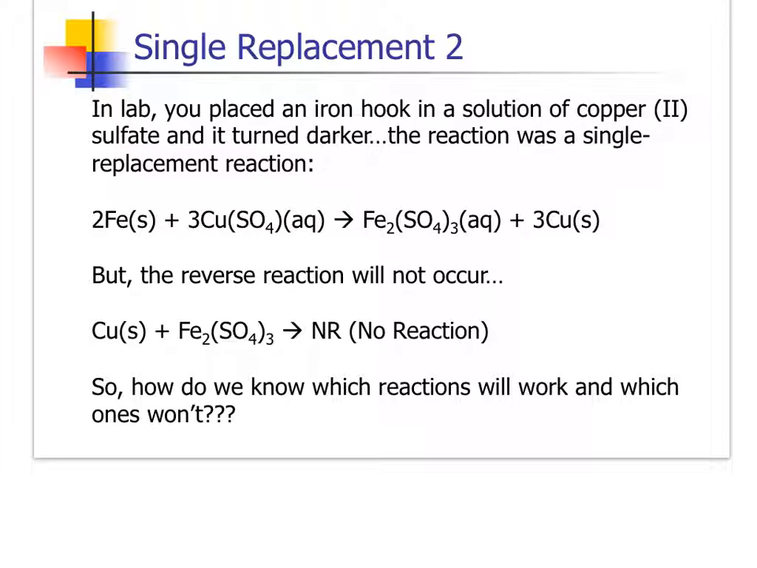Now, the reverse does not happen. Copper will not be replaced by iron in a solution. Which ones work and which ones don't is found in a chart. Sometimes we write out no reactions as NR, and sometimes I will write them out as no RXN, as a means of showing no reaction. That's how I usually write shorthand.